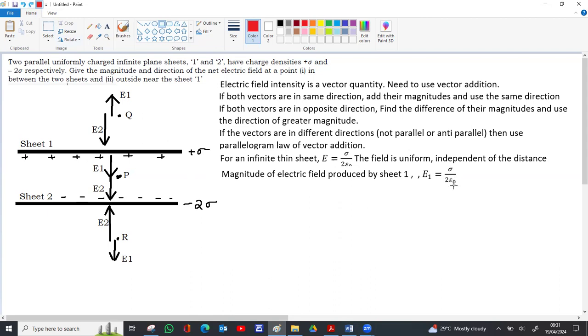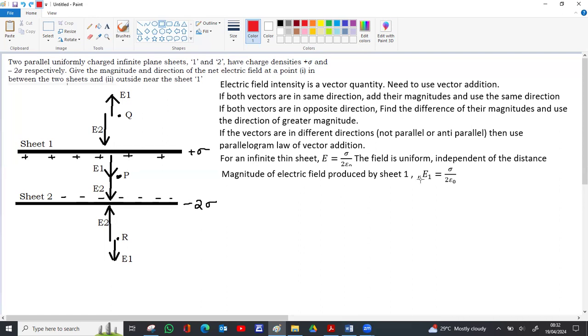So E1 will be sigma by 2 epsilon 0. Now for sheet 2, the only difference is the sigma becomes minus 2 sigma. For vectors, the minus sign will not be used in the calculations. The minus sign is replaced by the correct direction.